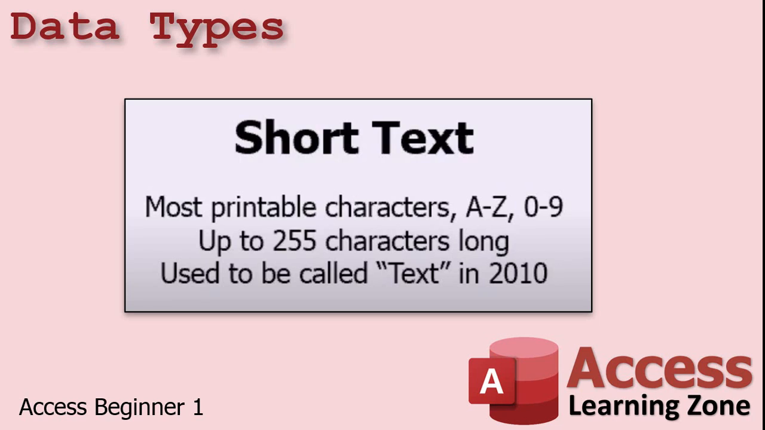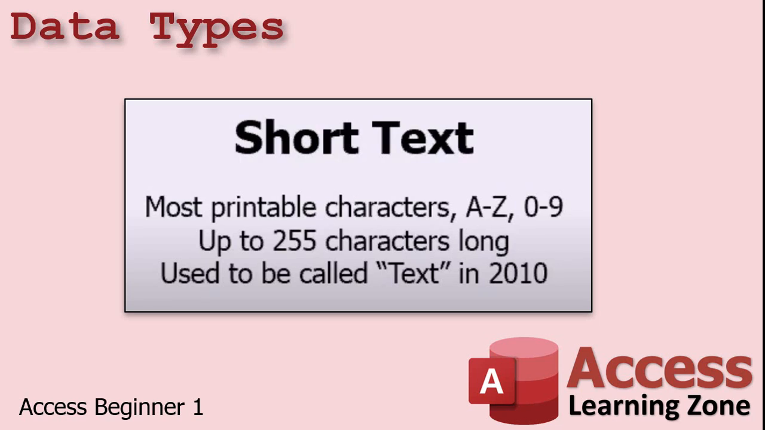Short text includes pretty much all of the printable characters on the keyboard. A through Z, upper lowercase, 0 through 9, exclamation point, ampersand, all that stuff. These can be anywhere from 1 to 255 characters long. So you can use a short text field to store most types of data, names, addresses, all that stuff.